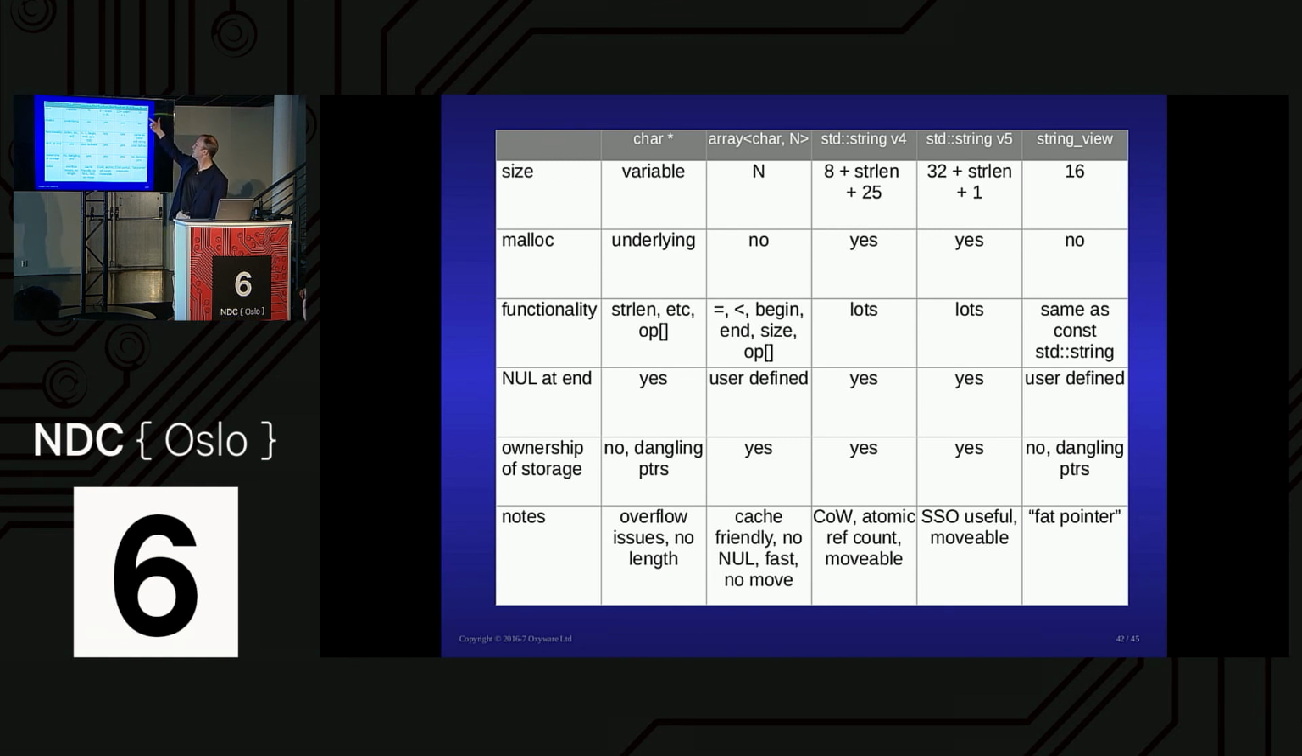String view, 16 bytes on a 64-bit machine, because it's pointer and length. No malloc, it's great. It's basically constant string. You don't have a null at the end, because it's pointer and length, but that's again part of its big advantage. You have got this ownership now. You've said, right, okay, I have to know where I'm pointing. You have to know where it's still there. And so that is a proof that you now have to take on. It's basically a fat pointer. And the advice these days seems to be passing by value.